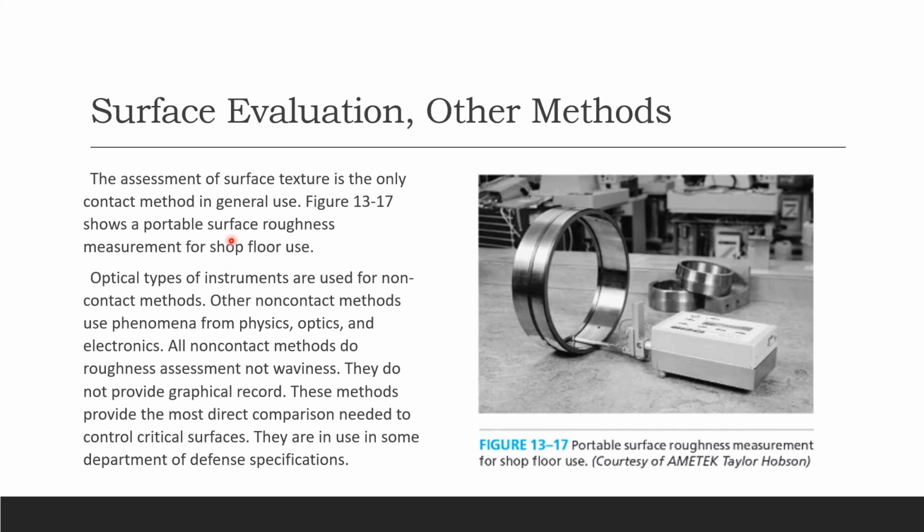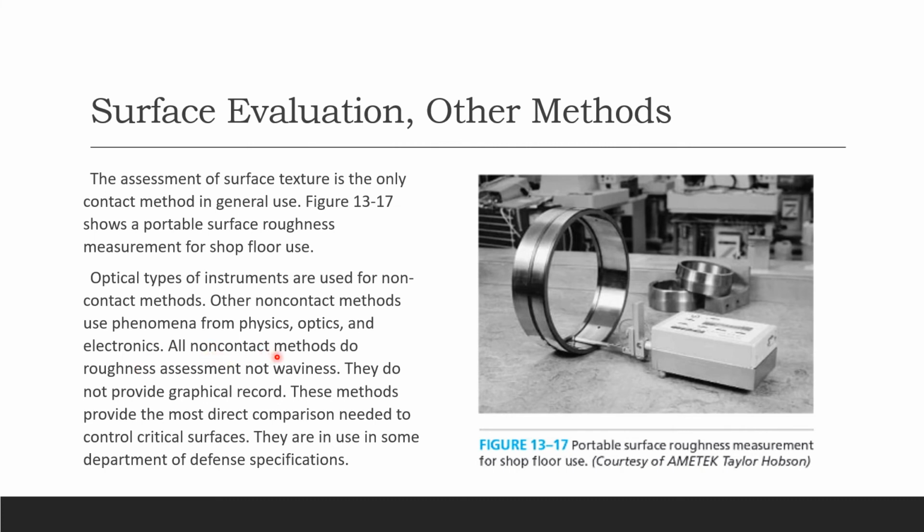So the assessment of surface texture is the only contact method in general use. Here in this picture, you can see a portable surface roughness measurement instrument for shop floor use. You can take it with you in your pocket and study everything that you need to study. It's just a tool right here. Optical types of instruments are used for non-contact. Optics are usually non-contact methods. Other non-contact methods use phenomena from physics, optics, and electronics.